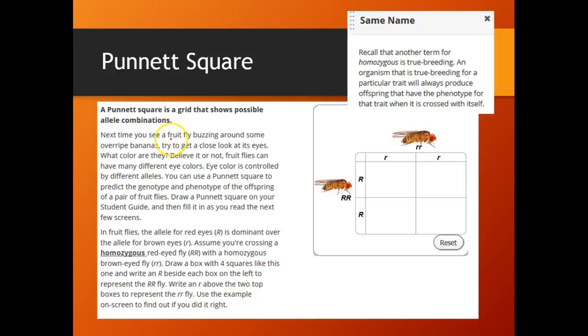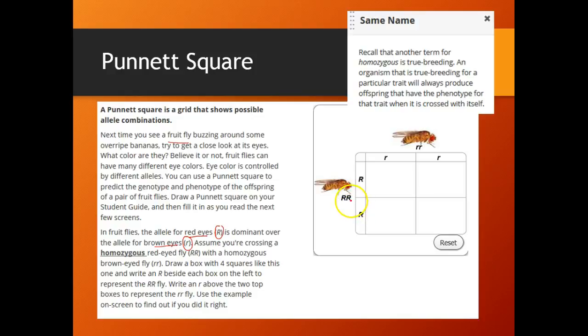So I'm sure all of you guys have encountered fruit flies before. They actually have many different eye colors. Two of the most common ones are red eyes and brown eyes. So red eyes is dominant, so we're going to say it's big R, and brown eyes is recessive, so we're going to say that it's little r. So let's go ahead and take that example and cross two of these fruit flies.